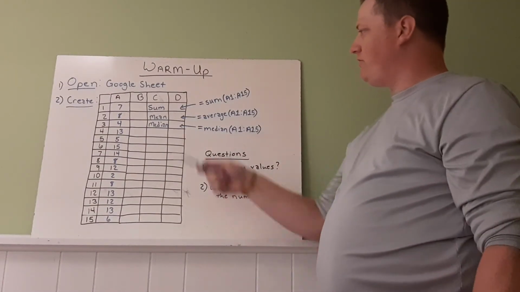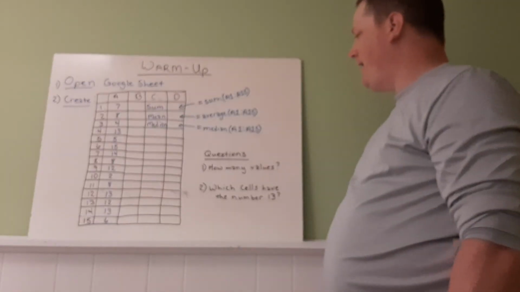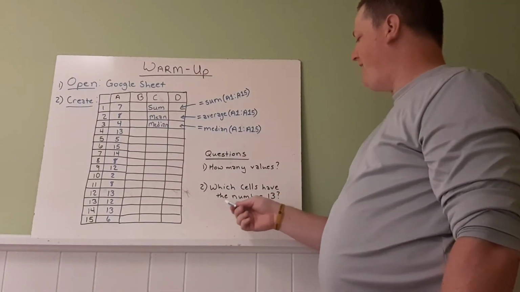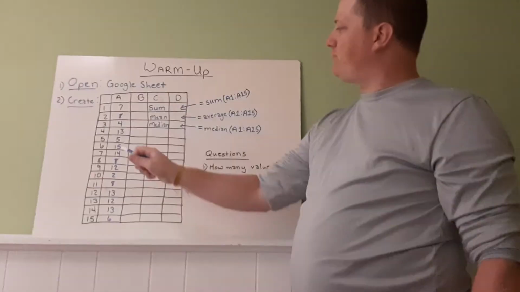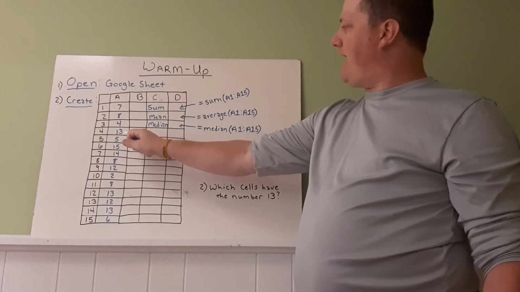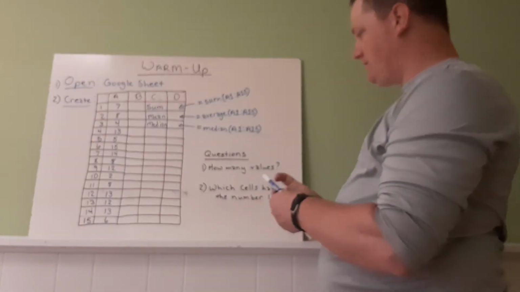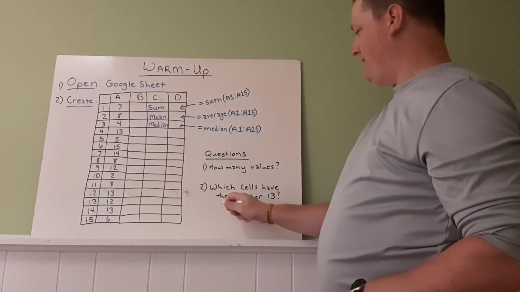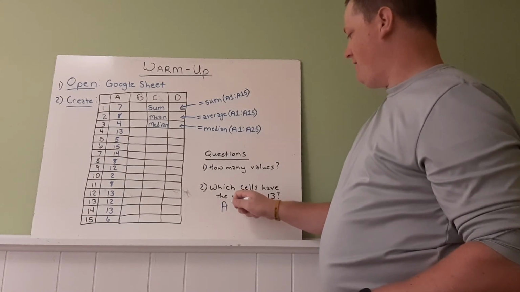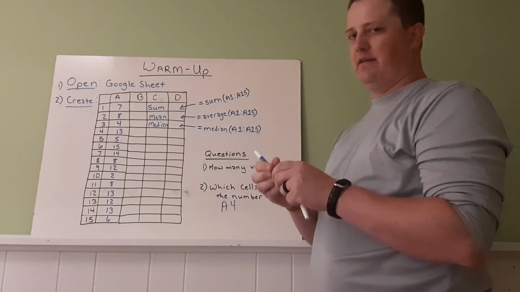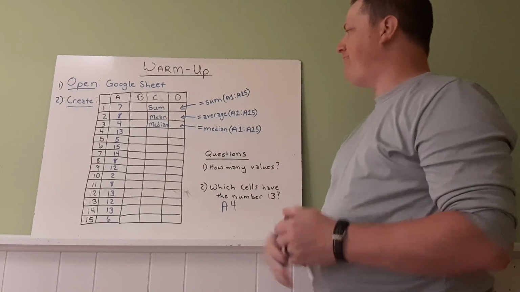How many values, so how many numbers are there here? And then which cells have the number 13? Cells are named like this. If I find my first 13 here, it's right here. That is under A, and it's in the fourth box. So one of the answers I'll give you is A4, because it's in box A4.